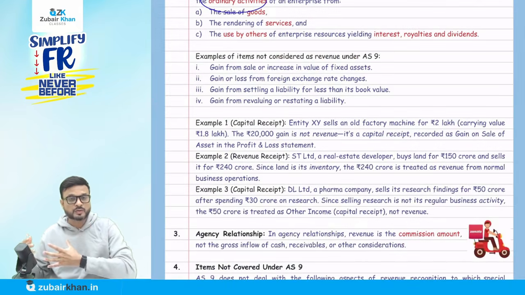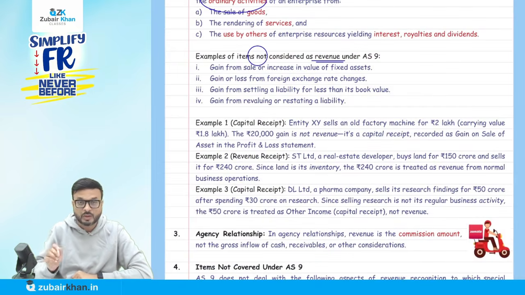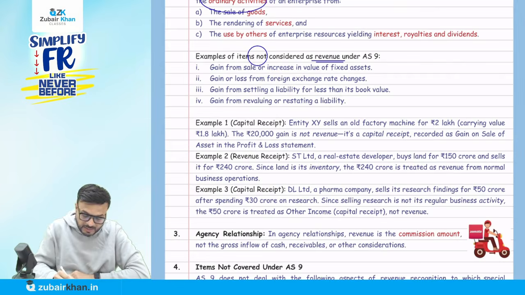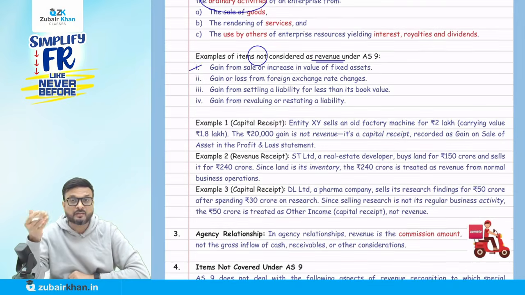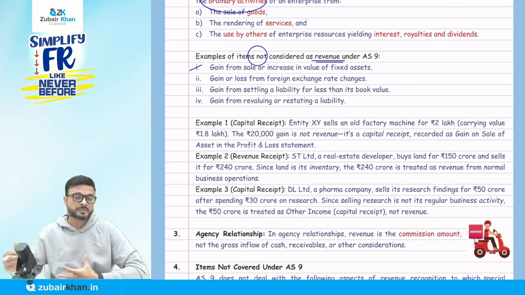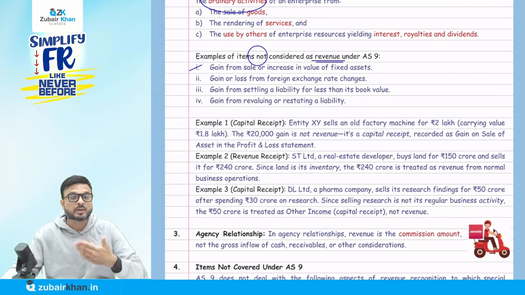But before that, there are a few points that I want to discuss with you: examples of items not considered as revenue under AS 9. So we'll see when we don't consider something as revenue. Now why? One by one. They say gain from sale or increase in the value of fixed asset. Obviously, when we sell property, plant, and equipment, as per Accounting Standard 10, we are not selling in the ordinary course of business.